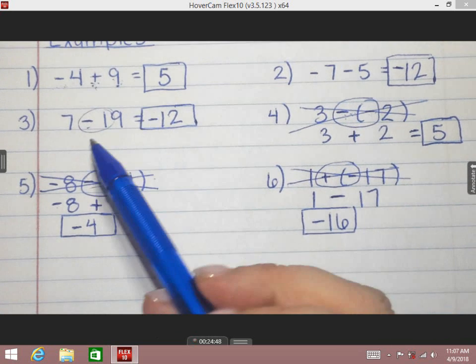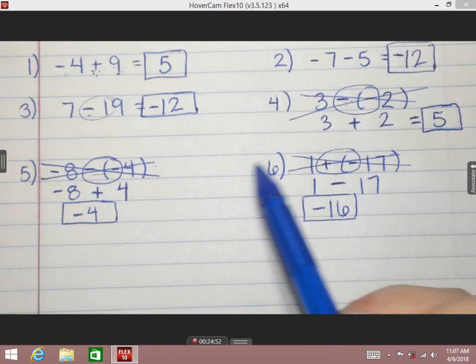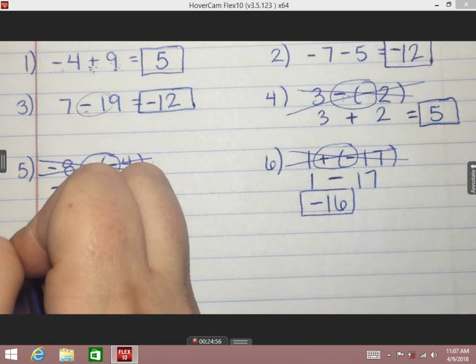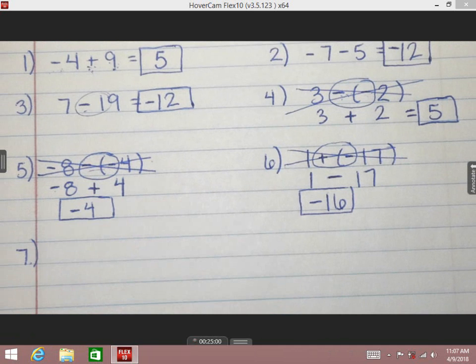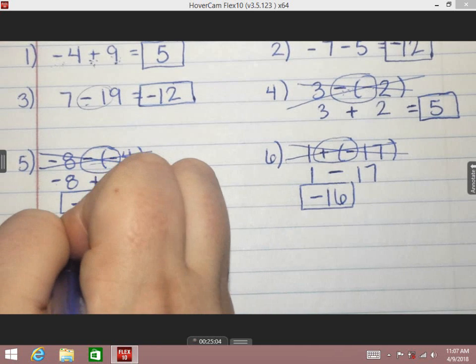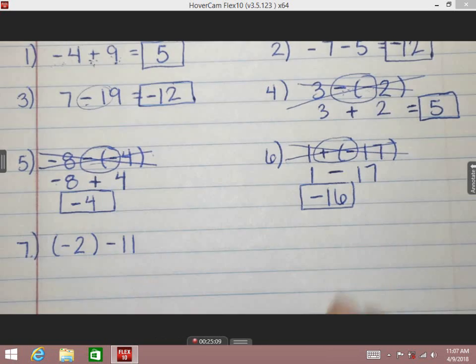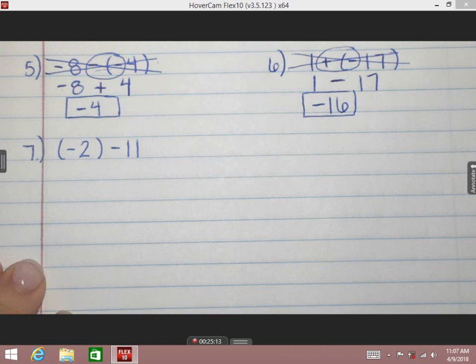All right, so let's mix them up a little. You'll notice the first 3 that we did had no double signs. Then we did 3 with double signs. So now I'm going to mix them up for you. All right, so let's do number 7. We only got 4 more that we're going to do together. For number 7, negative 2 minus 11. All right, so guys, I'm throwing you a little bit of a curveball here.